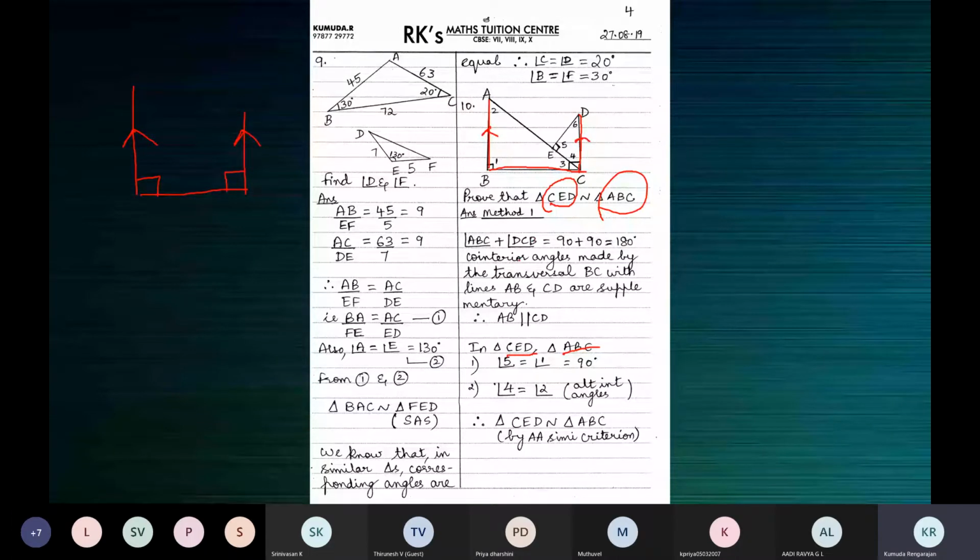Take up the two triangles. Look out for the equalities. Look out for pairs of angles that are equal. One angle should be from the first triangle and the other angle must be from the second triangle. So like this, you have to bring out pairs of equal angles or pairs of equal sides.